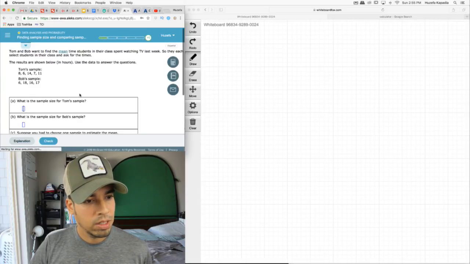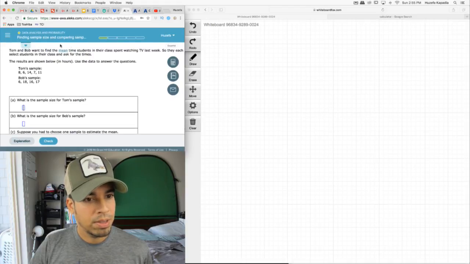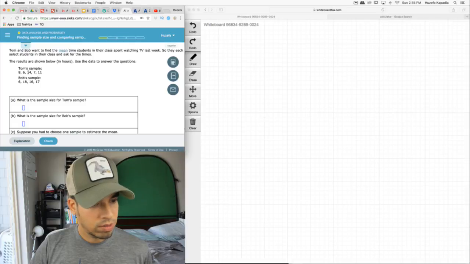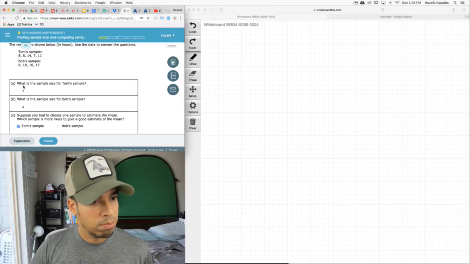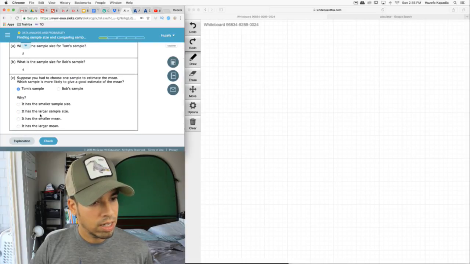Next one, same dealio. So I'm going to skip this whole chunk here because it's probably the same thing. We got 2 samples. What is the size of Tom's? That's 5. Bob's is 4. And I'm going to say that Tom's is probably better because it's bigger. And same thing, it has a larger sample size.